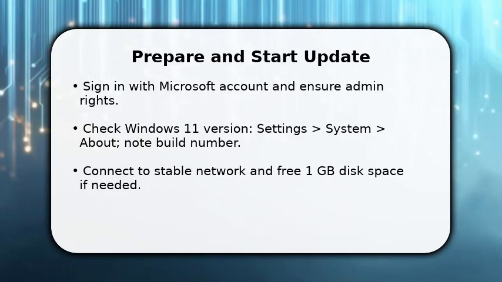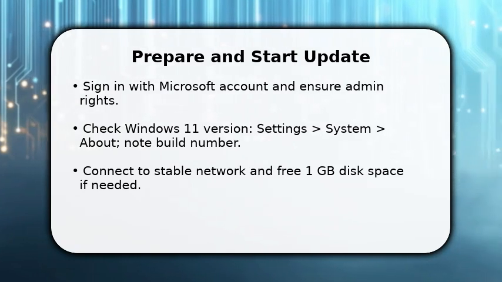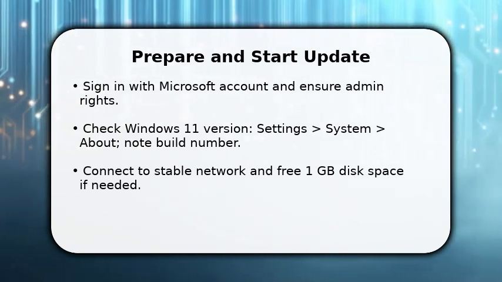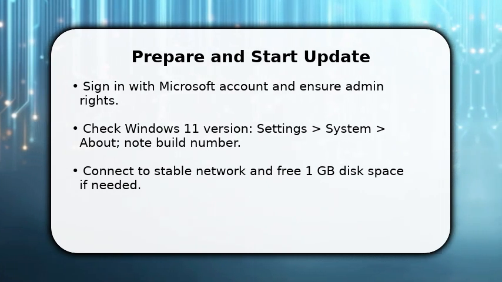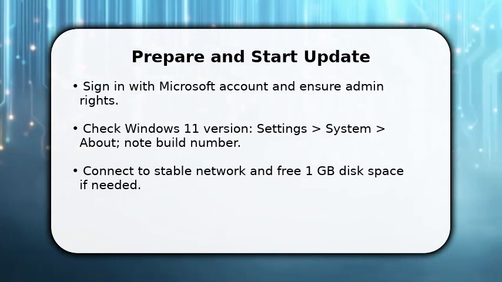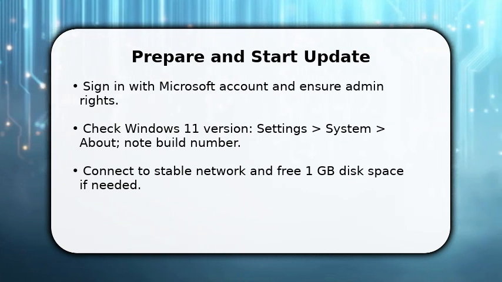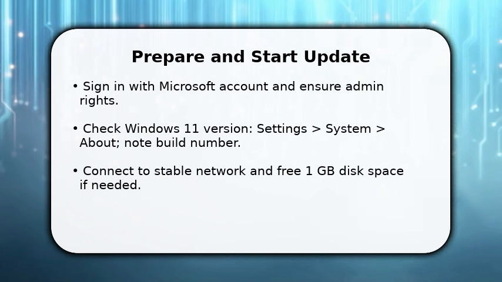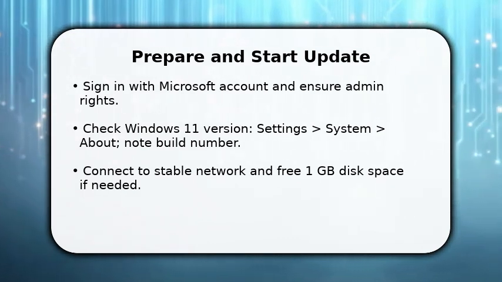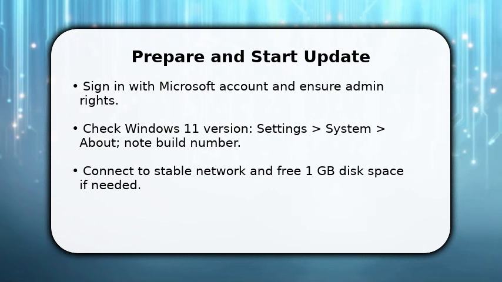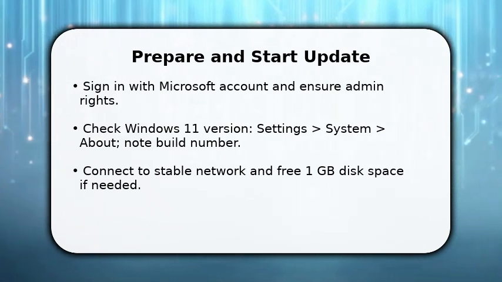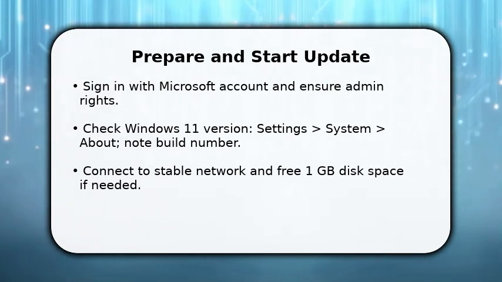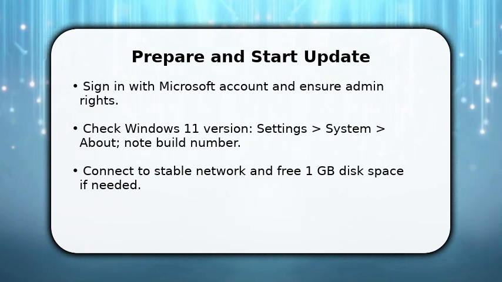You start by confirming prerequisites so the update can run without interruption. Sign in with your Microsoft account and use an administrator profile. Once done, verify your Windows 11 build in Settings, System, so you know compatibility. Make sure you have a stable internet connection and clear about 1 GB of space to allow temporary files. These steps prevent mid-update failures and give the Store permission to apply core component updates.